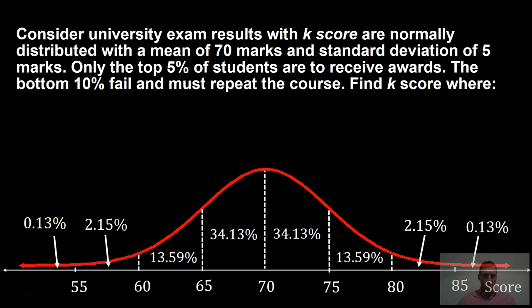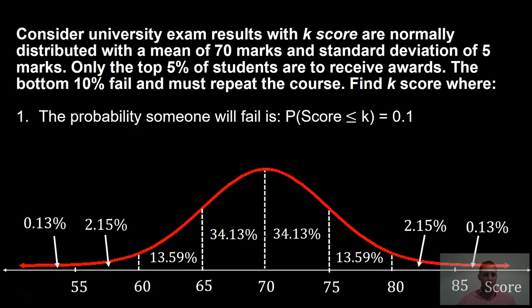Consider university exam results with a K-score that are normally distributed with a mean of 70 marks and a standard deviation of 5 marks. Only the top 5% of students are going to receive an award. The bottom 10% fail and must repeat the course. So we're going to find the K-score where the probability someone will fail, the probability of the score being less than K, equals 0.1 or 10%.